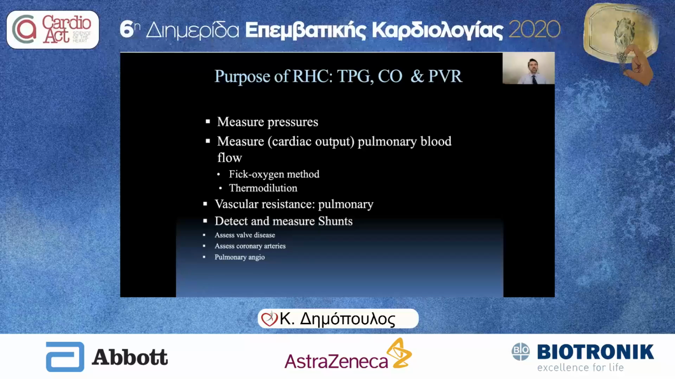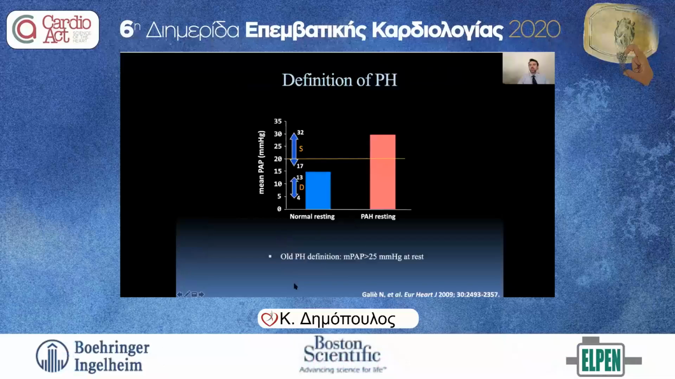The right heart cath is a fundamental part of the management of patients with pulmonary hypertension, and is the bread and butter of any pulmonary hypertension and other congenital service. Let me just go back to some basics about the definition of pulmonary hypertension.